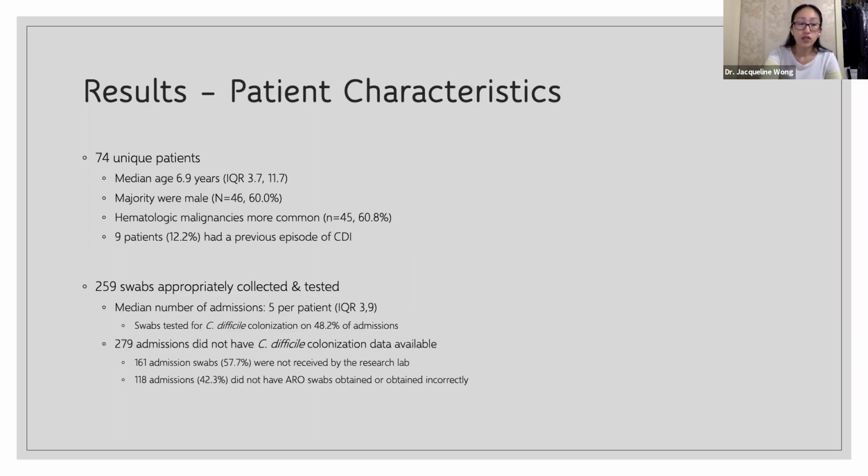And we collected a total of 259 swabs where we had C. difficile colonization data available. So a median of 5 admissions per patient during the study period. Unfortunately, there were a lot of admissions where we didn't have C. difficile colonization data. Roughly 50% of these instances were due to a swab not making it to the research lab, and the other 50% were missed opportunities where swabs weren't collected properly. So it obviously did impact our findings.